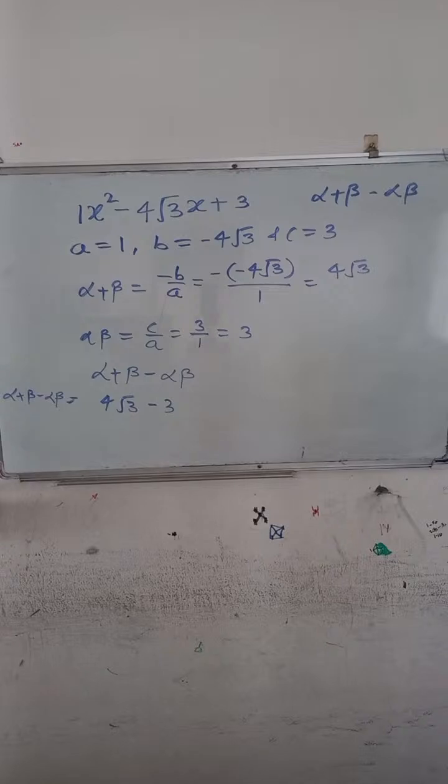Copied everyone? Understood this? How to do? Because the questions from these chapters are like this only. They will not ask the direct questions from this chapter.